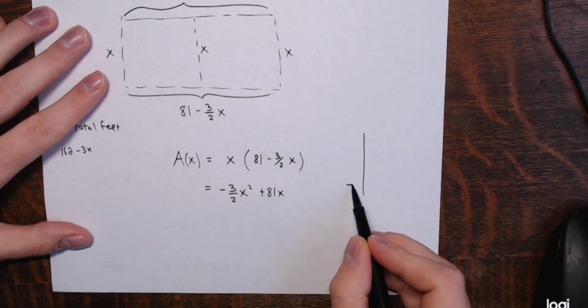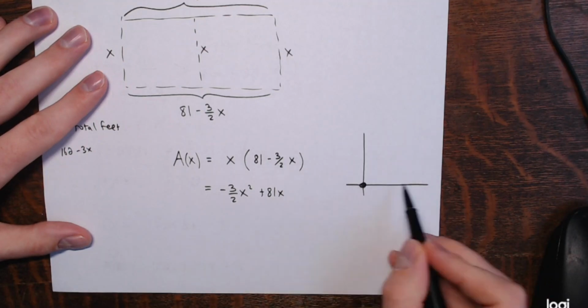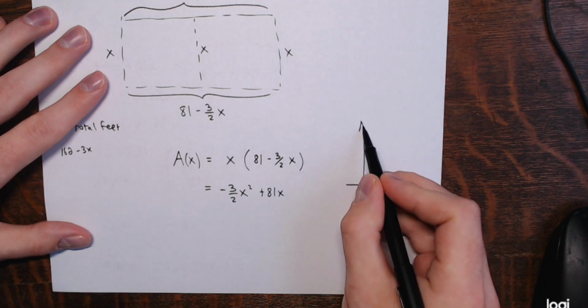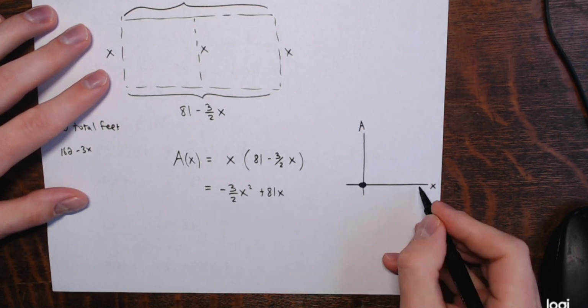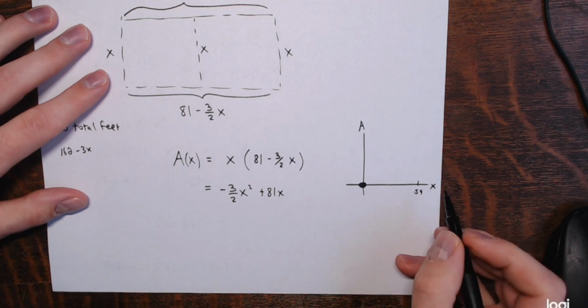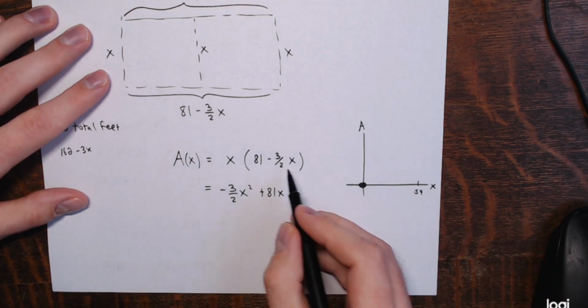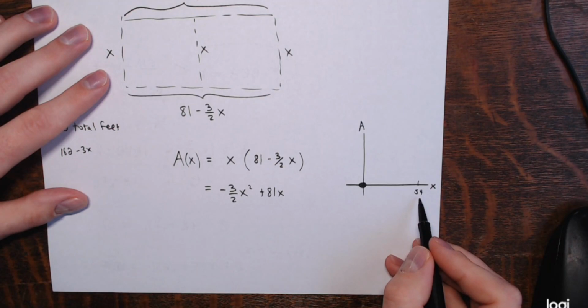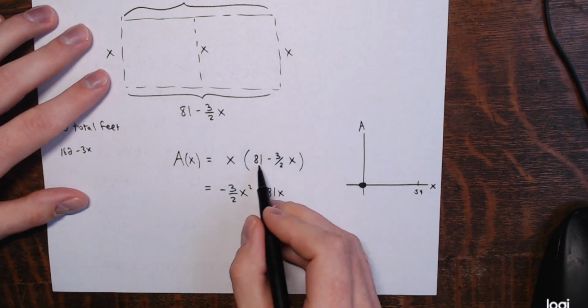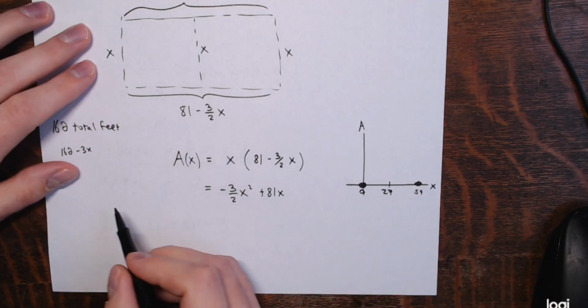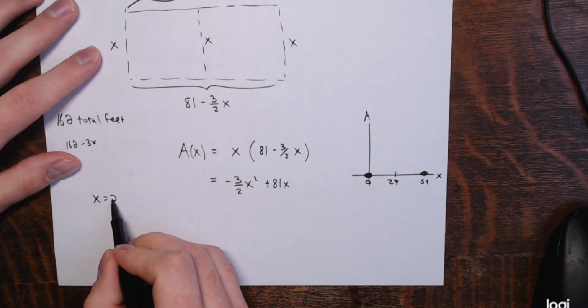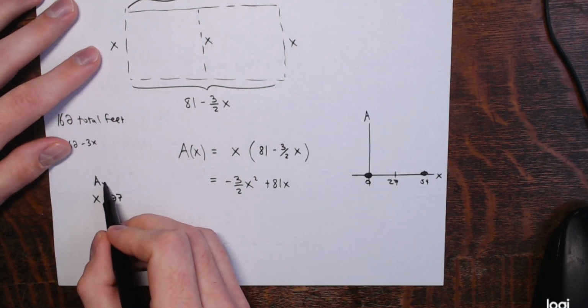If you were making a graph, obviously if x were 0, the area would be 0. And also if x were 54, 1.5 times 54 is 81. That would make that 0. You'd have a 0 area as well. So what's halfway between those? It's 27. So when x equals 27, there's your axis of symmetry.